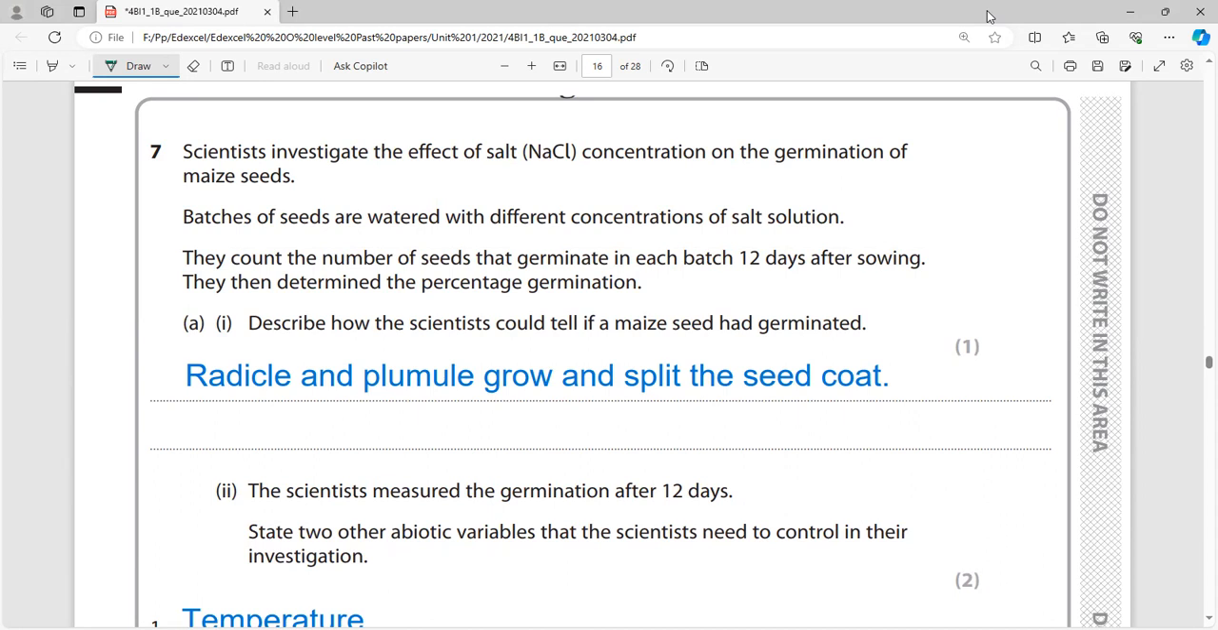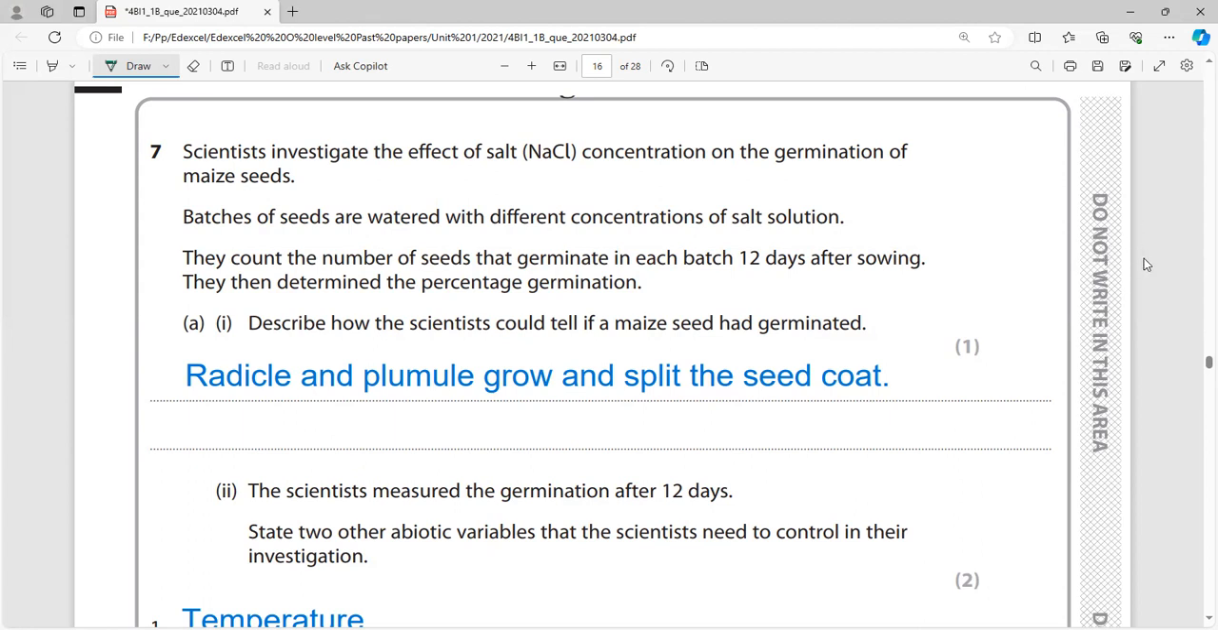Question number 1: describe how the scientist could tell if the maize seed had germinated. They can find the radicle and plumule growing and splitting the seed coat. Whenever the seed breaks, the seed has started germinating. The seed coat will be broken by the emerging radicle and plumule. Radicle is the new root and plumule is the new shoot.